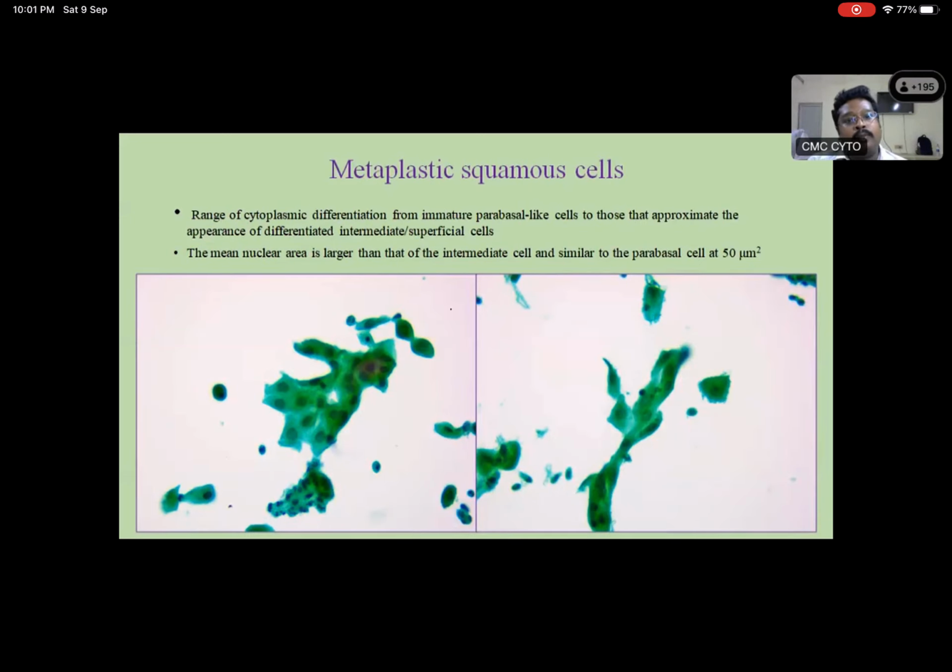And one more type of squamous cells which we need to see are the metaplastic squamous cells, and you can differentiate them from parabasal cells in that they are more angulated. Can you see the cells? The previous parabasal cells. Spider cytoplasm cells. Spider cytoplasm cells. Yeah.